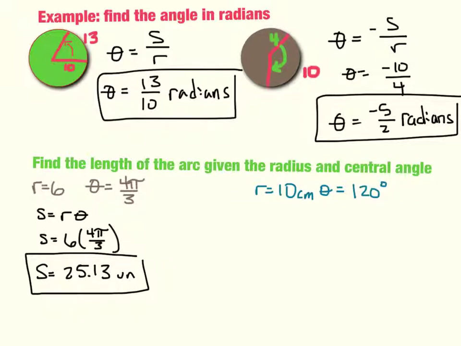In the second example, I'm told that the radius is 10 centimeters, but theta is 120 degrees. But this formula only works if we're in radians. So my first step is I have to convert the 120 degrees to radians. To convert from degrees to radians, I take 120 and multiply by pi over 180. So 120 degrees is 2 pi over 3 radians.